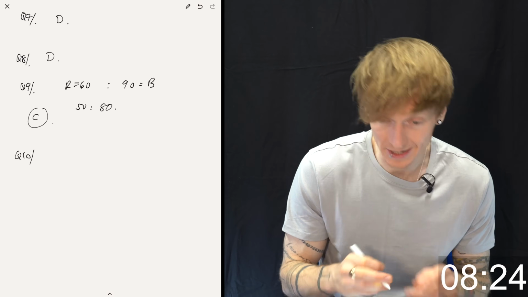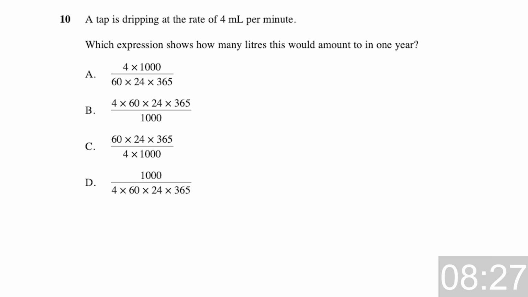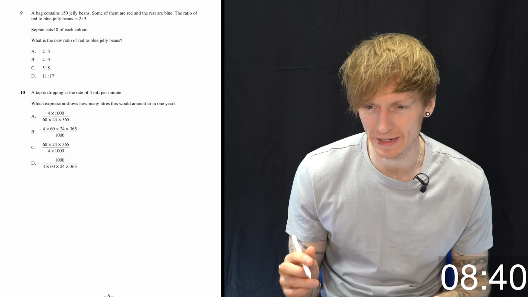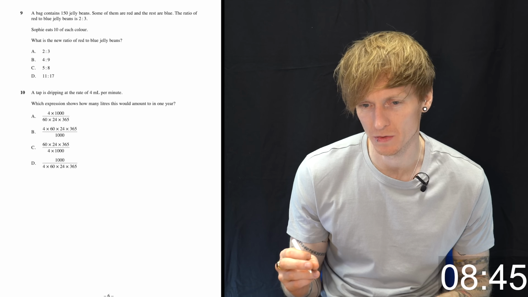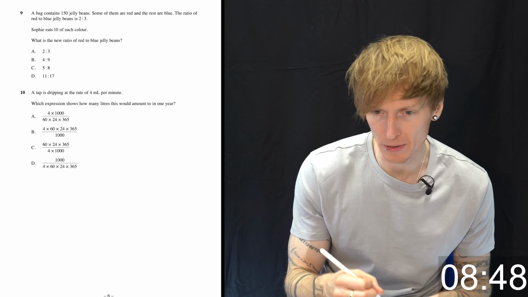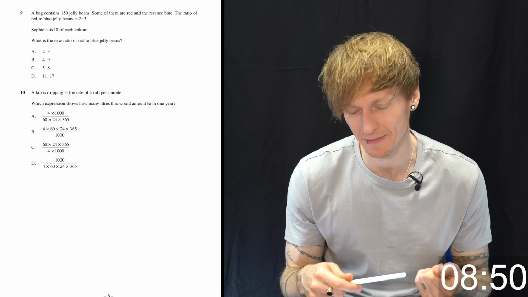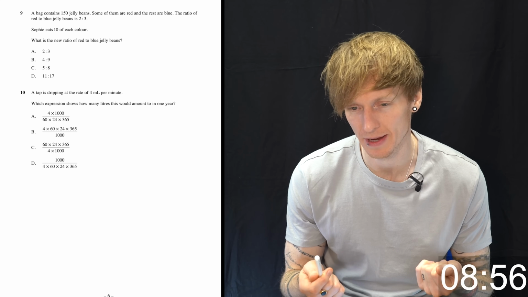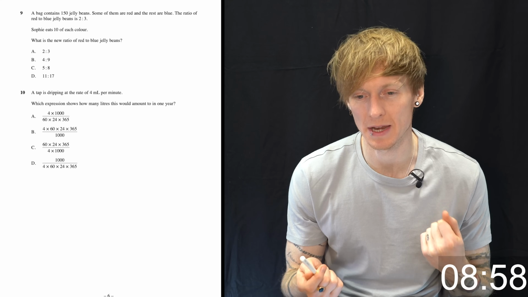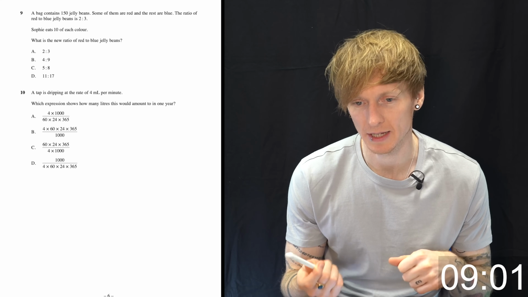Great. And finally, question 10, finally for multiple choice. Tap is dripping at a rate of 4 milliliters per minute. Which expression shows how many liters this would amount to in a year? Okay. 4 milliliters per minute, so you want to do 60 minutes, 24 hours, 365 days. Yes, that would give you it in milliliters per year, but then you have to divide by 1,000. Yes, so I think that's B.